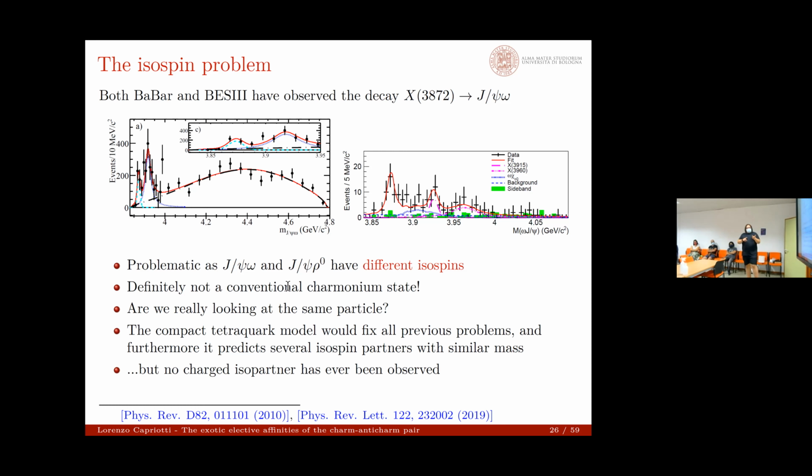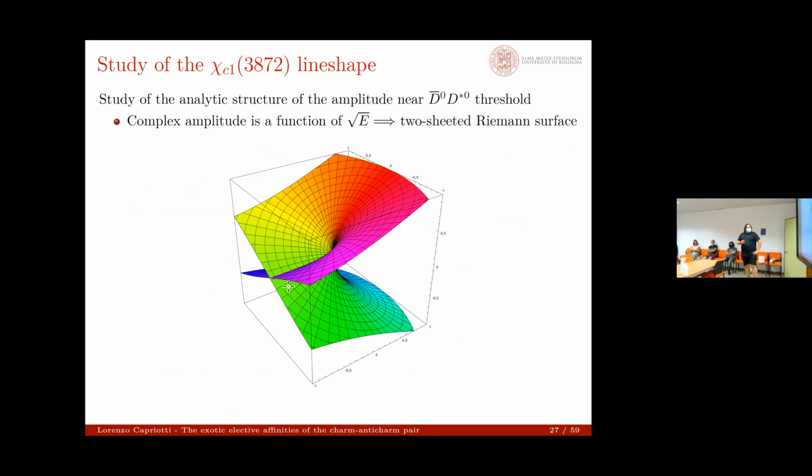So there could be the two isospin partners that I was talking about. The problem is that we don't know for now. We haven't observed any of the isospin partners of the X, and we're not able to say whether this is actually the same particle or not. So, one last thing. This is something that came out just last year.